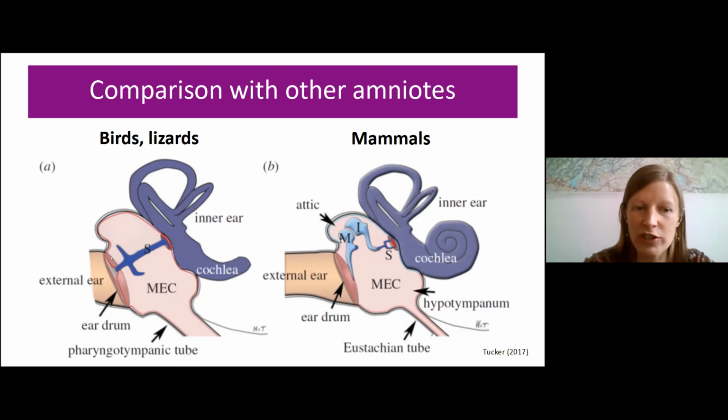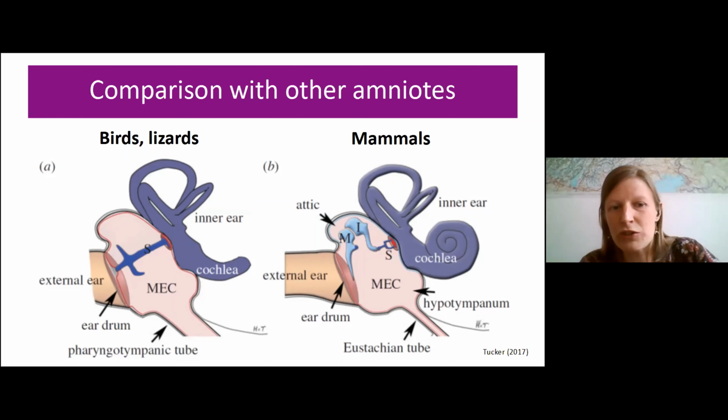Also, the eardrum is connected to the skull by just 1 bone in mammals, the tympanic ring or the tympanic tube, whereas in birds and lizards it's connected to different bones, not the same bone. And generally, you don't have an external ear in birds and lizards. So there are a lot of differences.